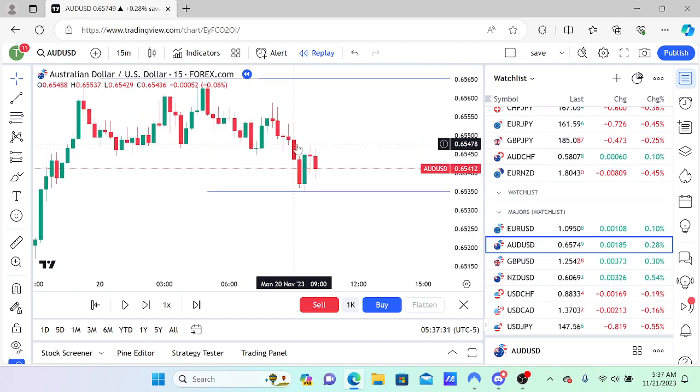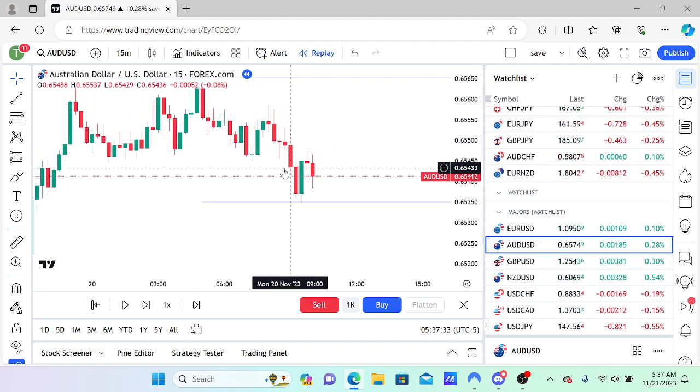You can see how AUD/USD was just consistently selling off. It's consistently making new lows. It's putting in lower highs. It's consistently selling off right here.